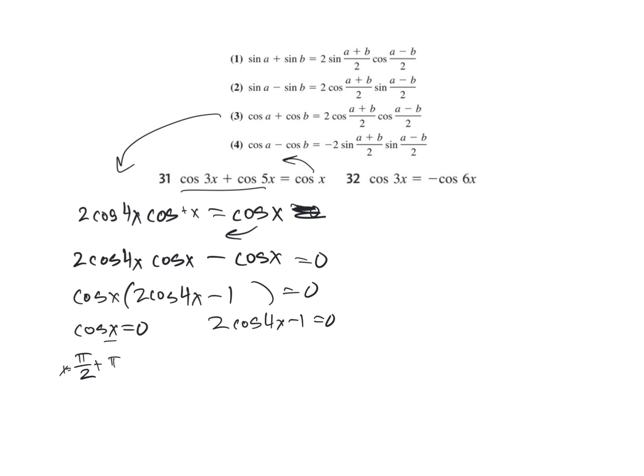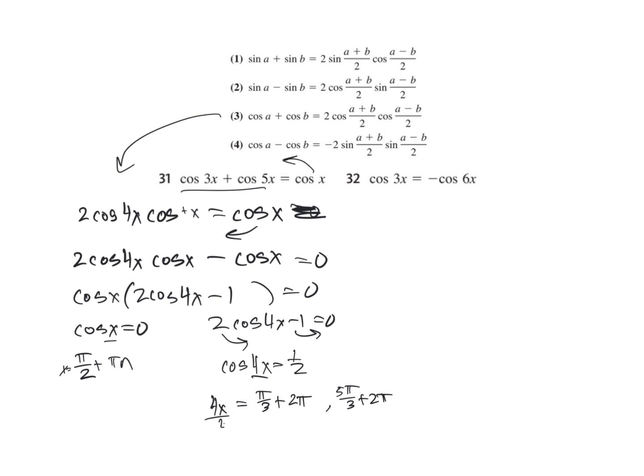Plus pi n. All right, pi over 2 and then 3 pi over 2. Now, the next one, we're going to add 1 over and divide off the 2. So cosine of 4x equals 1/2. So where does the cosine equal 1/2? Okay, cosine of that angle equals 1/2 at pi over 3 plus 2 pi. It also equals it at 5 pi over 3.